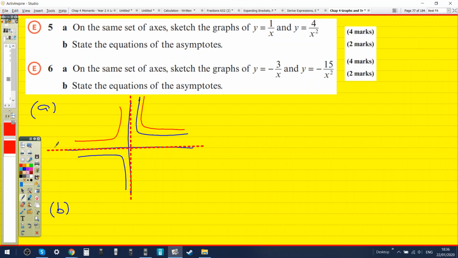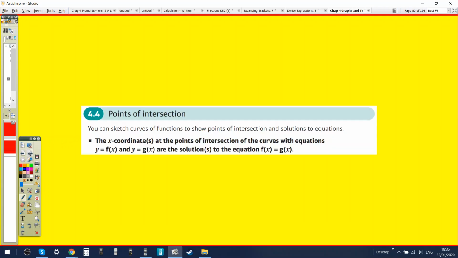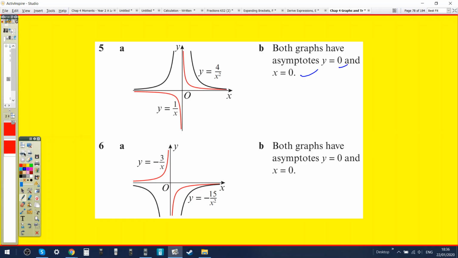Yep. So what's the equation of the y-axis? X equals 0. And for the x-axis? Y equals 0. Yes. The next one's very similar. So x equals 0, y equals 0. That's reciprocal graphs.